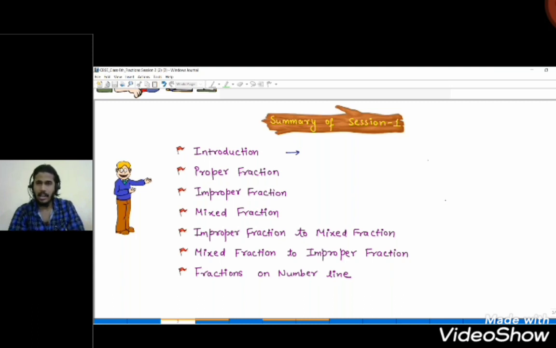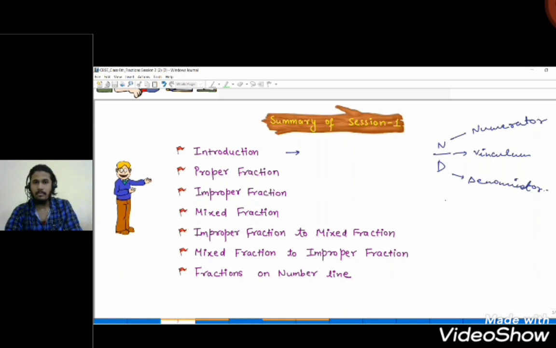After we understand what a fraction is, we go to proper fractions. How do we understand a proper fraction? In a fraction, we have a numerator and a denominator separated by a vinculum bar. This is the vinculum. Here we have the numerator and here we have the denominator. So students, let's focus upon the numerator and denominator. A proper fraction says that the numerator must be less than the denominator. So all those fractions where the numerator is less than the denominator are called proper fractions. Just remember this: the numerator must be less than the denominator.